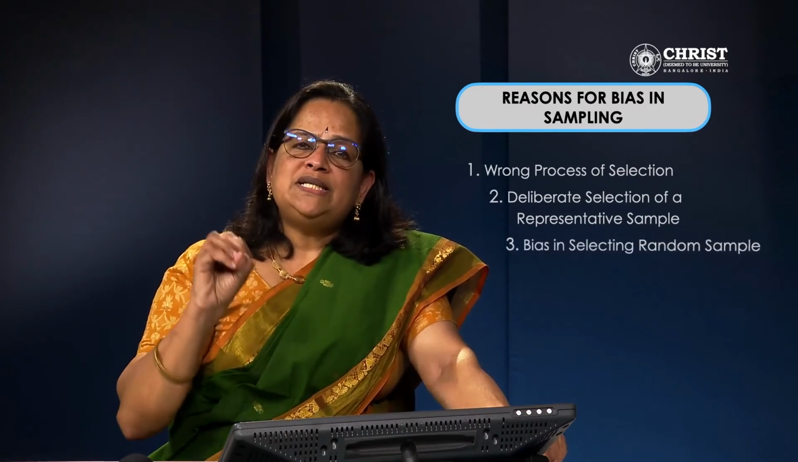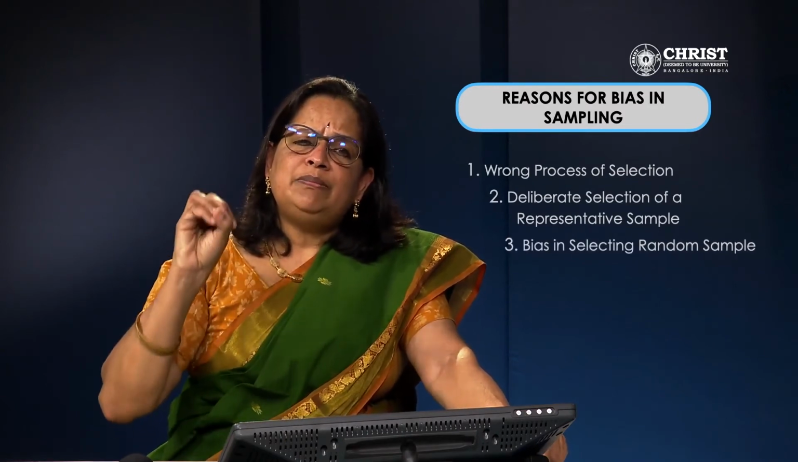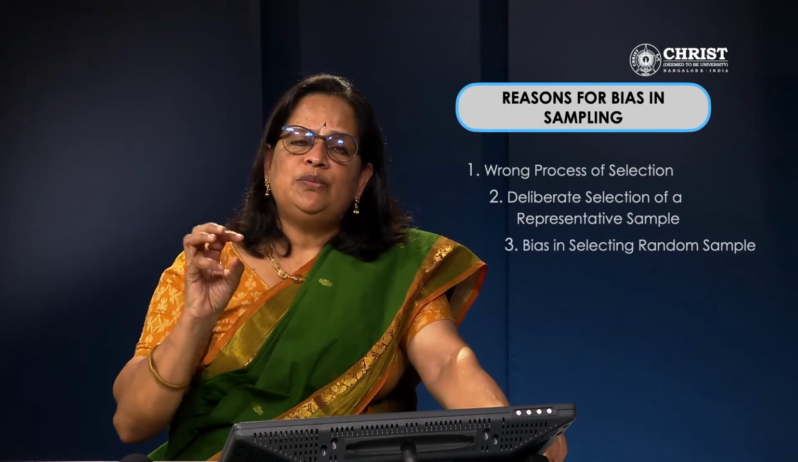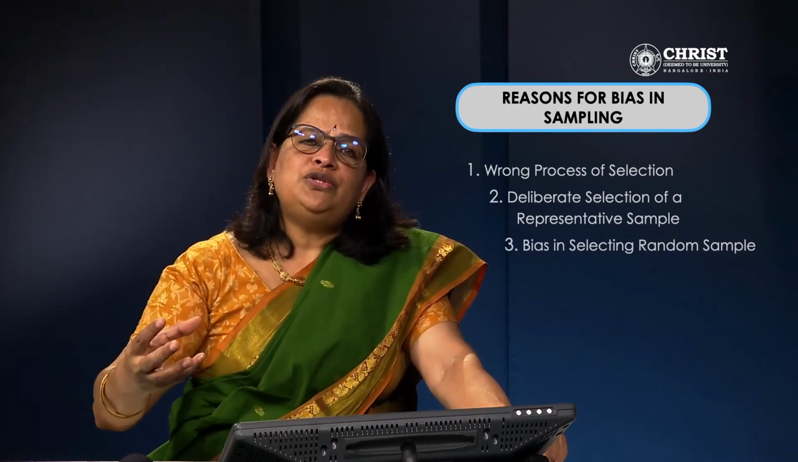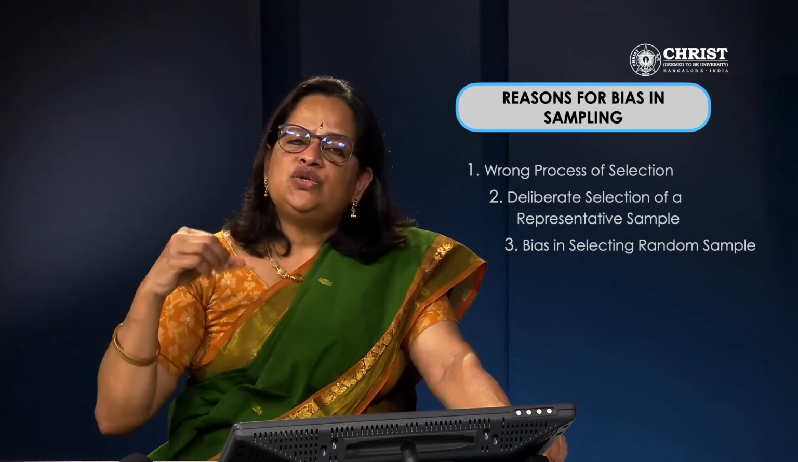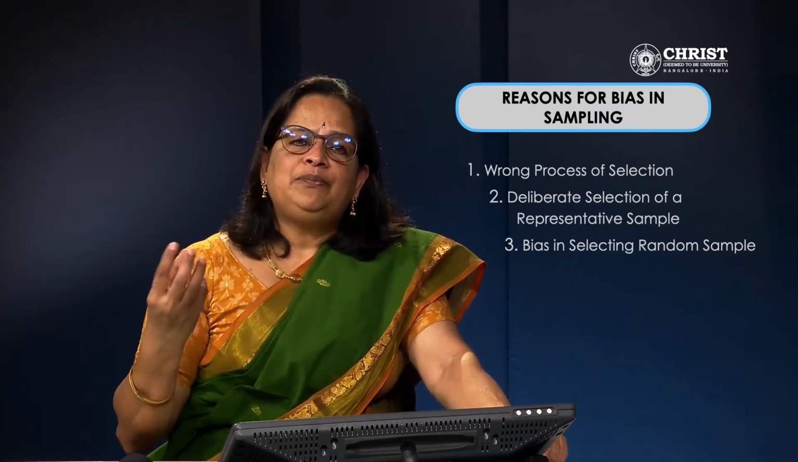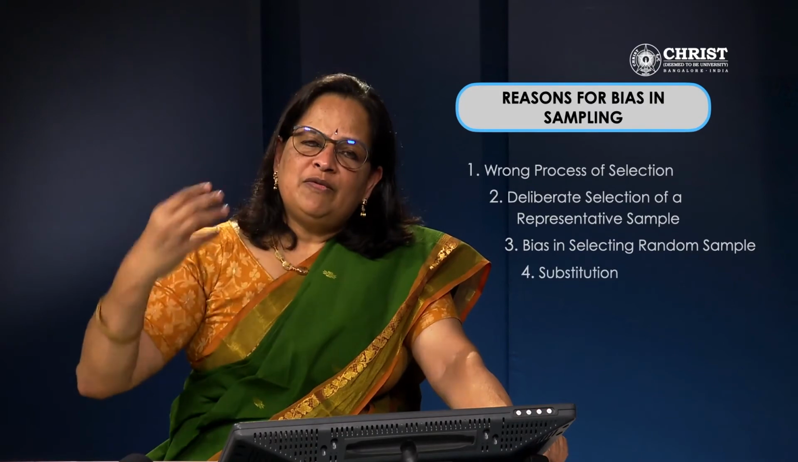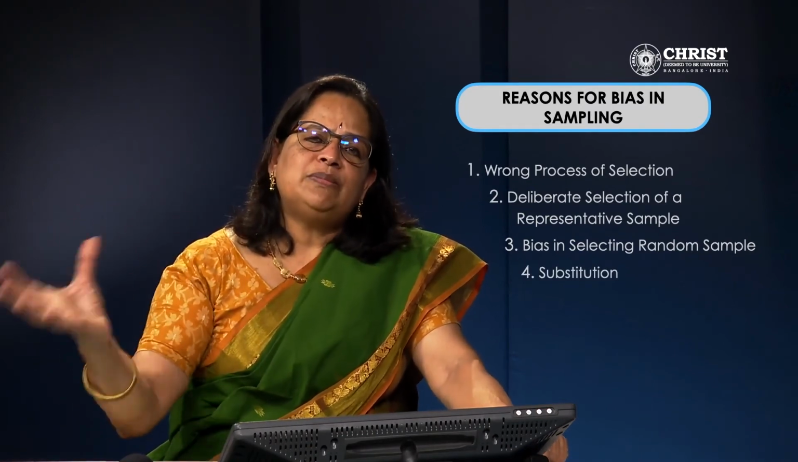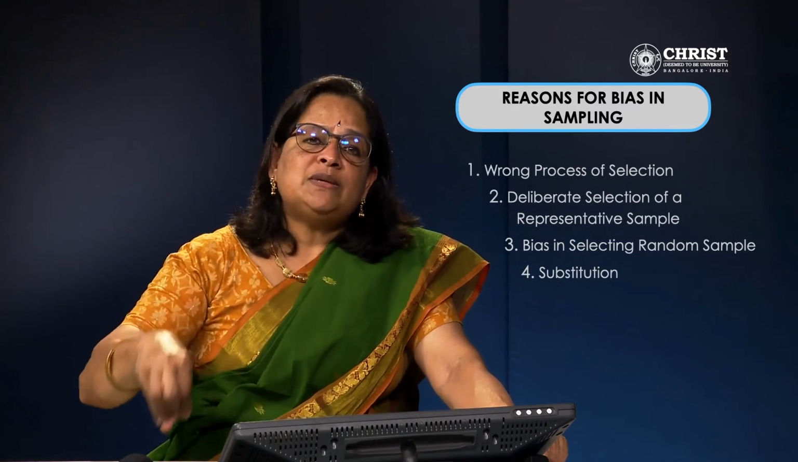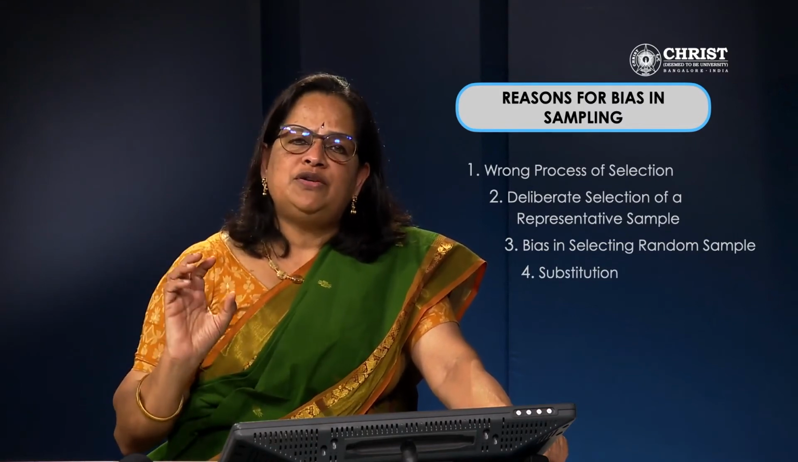Third one is bias in selecting a random sample. This is the bias most of the researchers will do. When you are asked to do a proper random sampling, they will do according to their judgment, their convenience. So you will not get the expected result. Then substitution. Your one respondent is not available. Whoever you are getting, your friends or family members, you will put as a substitute. They will not give the accurate information.